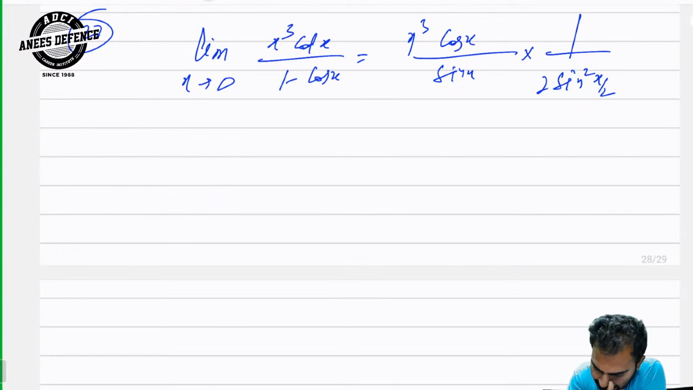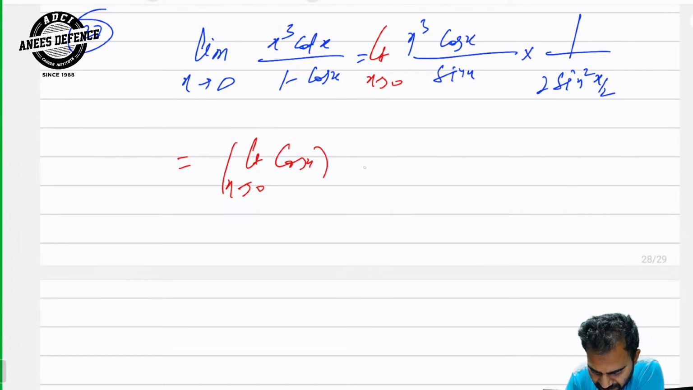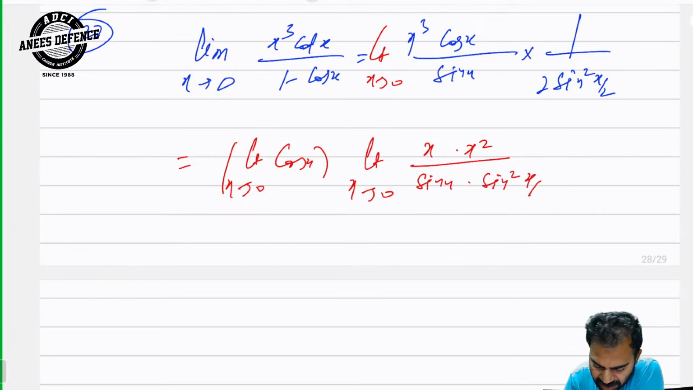So by the formula, I will write 1 minus cos x as 2 sin square x by 2. Now, I will find the limit of cos x separately. Limit x tends to 0 of cos x, x square upon sin square x by 2. 1 by 2 is a constant, so it will be taken out.